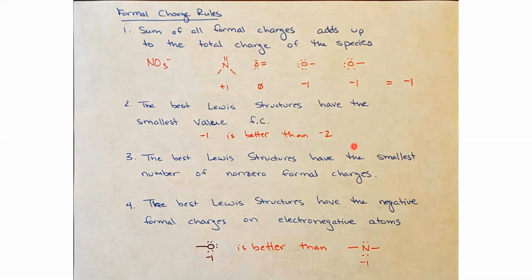The best Lewis structures have negative formal charges on more electronegative atoms. We have not yet covered electronegative atoms, but you probably remember it from your previous class. Oxygen's more electronegative than nitrogen. So if you're going to have a formal charge on one of these two atoms, putting a negative formal charge on oxygen is better than having a negative formal charge on nitrogen.